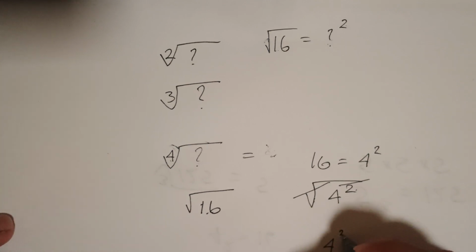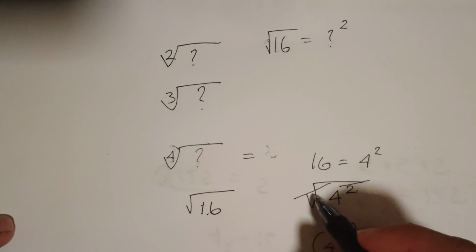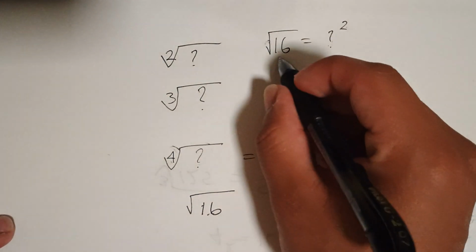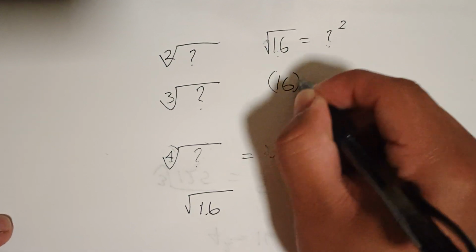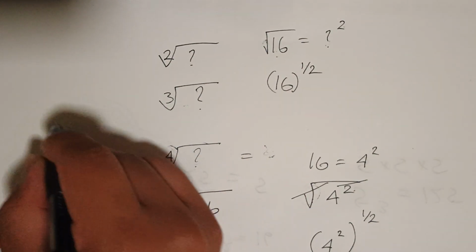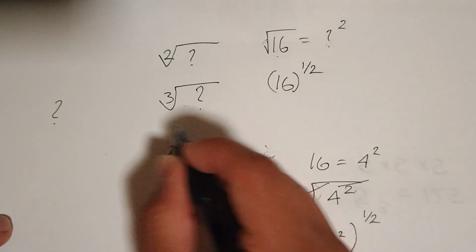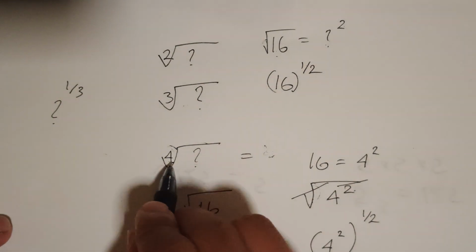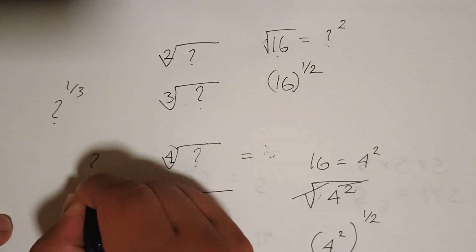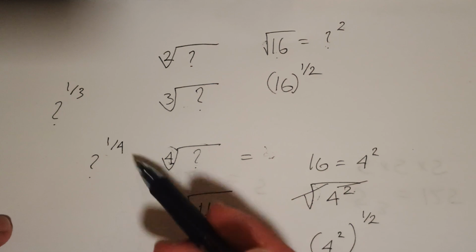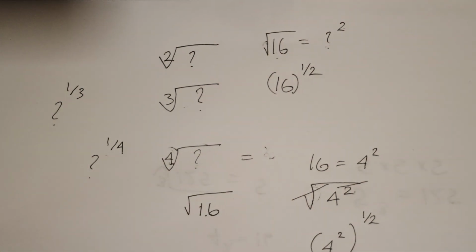So I'm going to write this, right? This little guy becomes this. Up here I'm going to rewrite 16. You can rewrite the square root as a 1/2. This thing you would rewrite as mystery number to the power of 1/3. And then I think you can see the pattern here. We would write for this one, mystery number to the 1/4. If there's a 5, you do 1/5, so on and so forth.